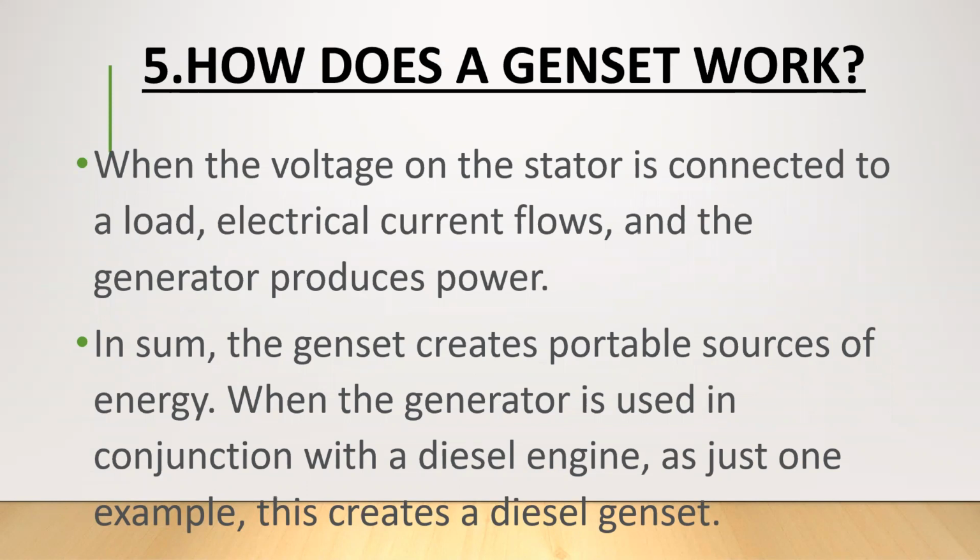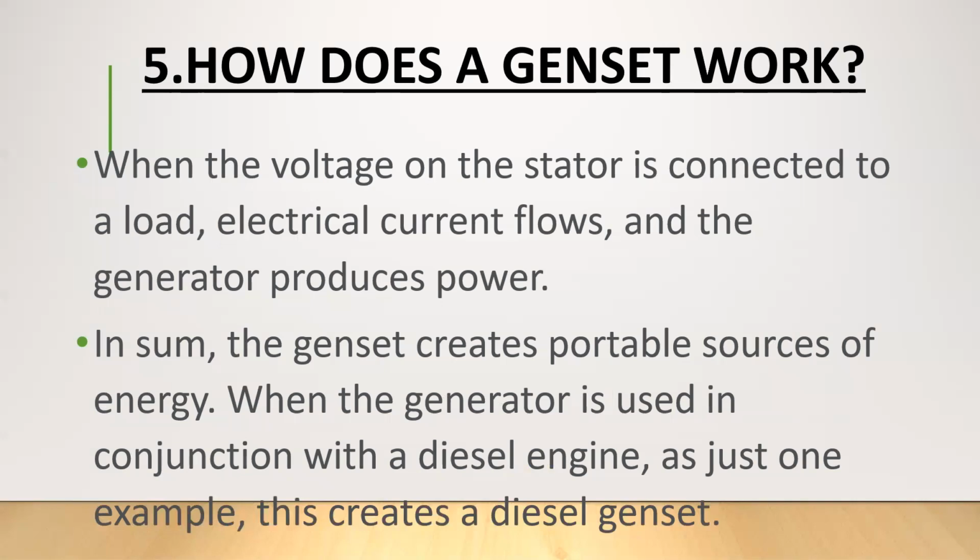When the voltage on the stator is connected to a load, electric current flows and the generator produces power. In sum, the genset creates portable sources of energy. When the generator is used in conjunction with the diesel engine, as just an example, this creates a diesel genset.